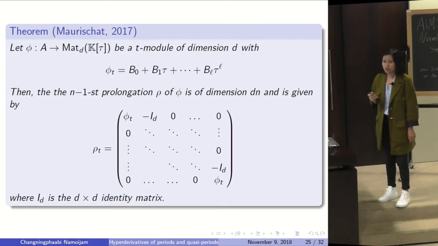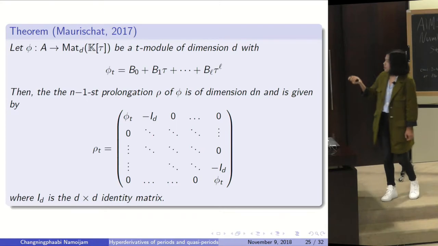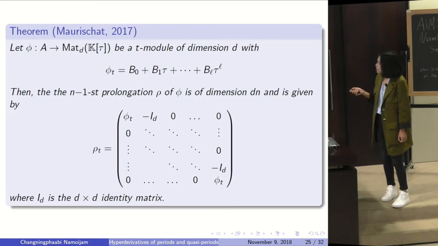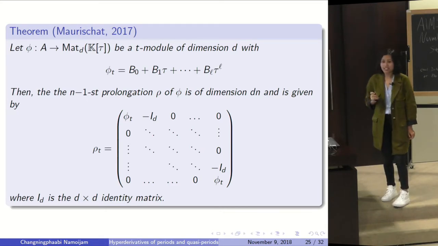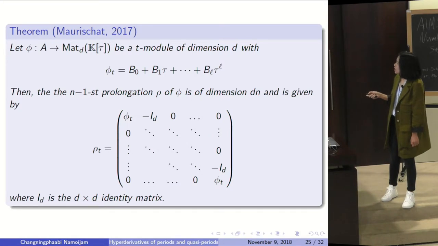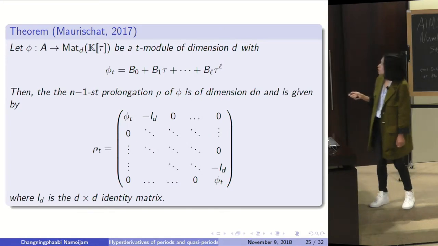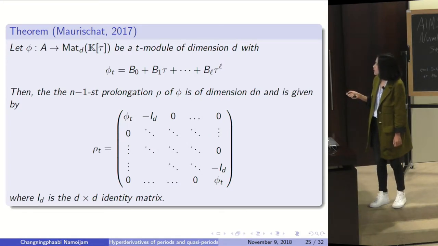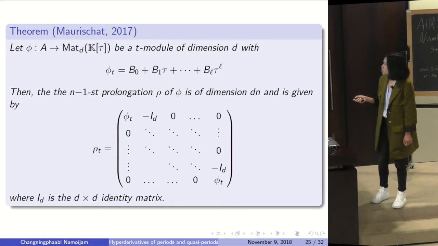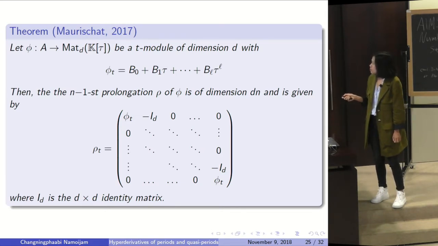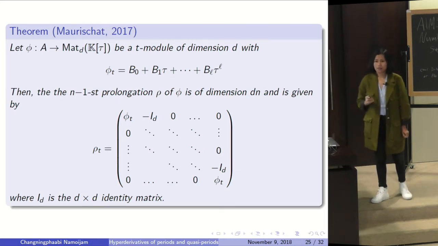So I took the (n-1)st prolongation because I want my dimension to be nd. So the (n-1)st prolongation rho of phi is of dimension dn and is given in this way, which is phi_t in the diagonal, the negative of the identity matrix in the upper diagonal, and zero everywhere else. Okay.